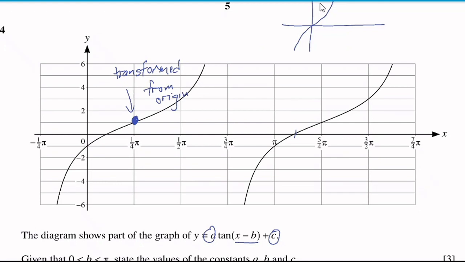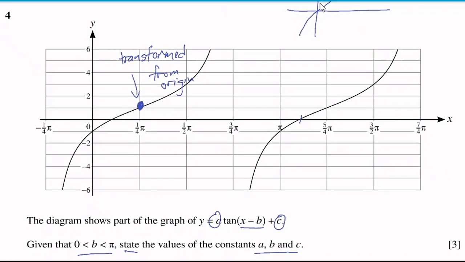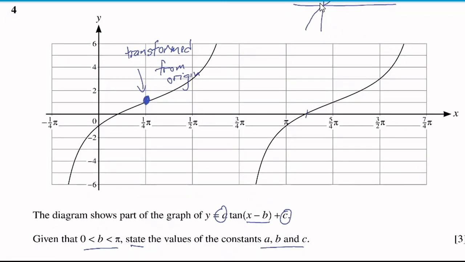Okay, it is being transformed from the origin. So we just have to investigate here. If it is being transformed from the origin to here, what is the transformation that is involved? It is actually moved like this and like this.